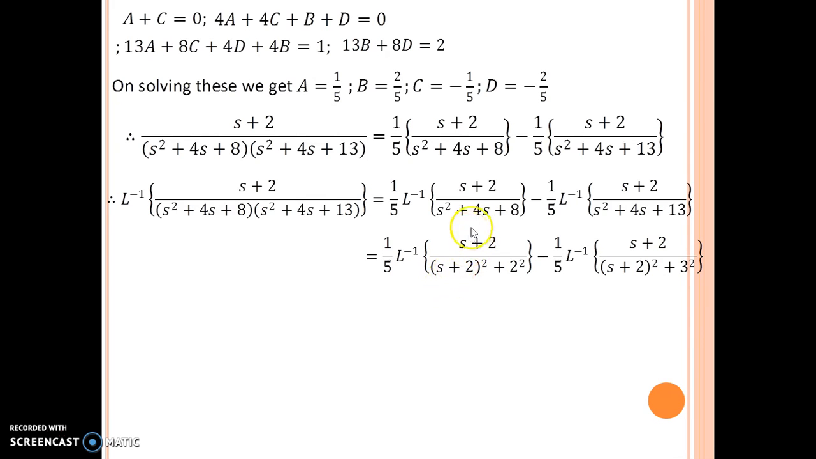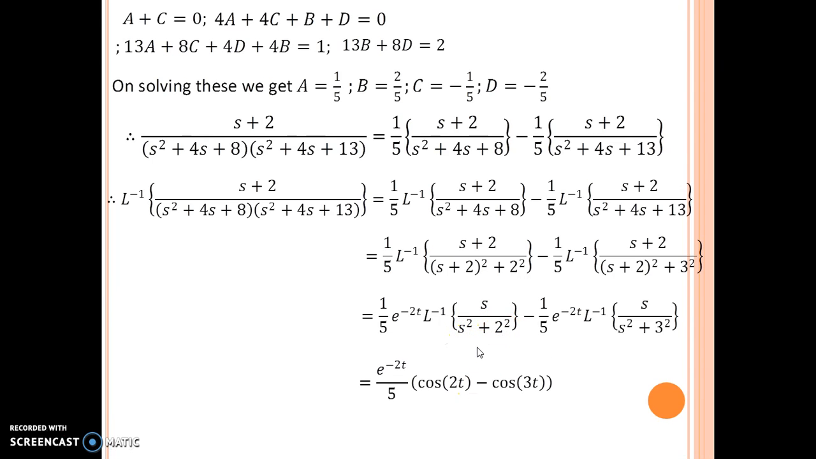Why have I completed the square? Because this s plus 2 I need to vanish, so I am trying to express everything in terms of s plus 2. Having done that, I see that I can now use the first shifting theorem. When I use the first shifting theorem, e to the power minus 2t comes out, and then it is L inverse of the remaining s over s square plus 2 square. This s plus 2 is replaced by s. Now I see that this is nothing but the inverse Laplace of cosine 2t, so I replace that. And here it is the inverse Laplace of cosine 3t. So this is my final answer.